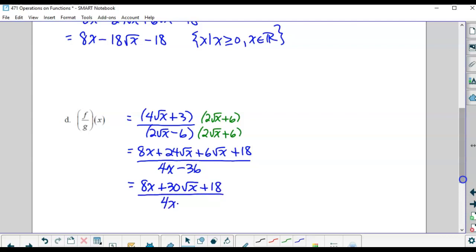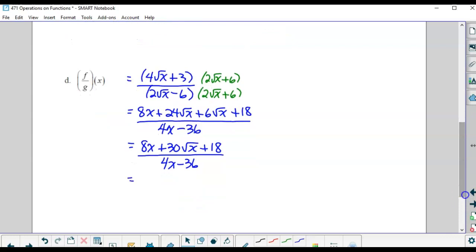And then, so factor. Really it's going to just be a constant. So I can divide everything by only 2. So this would be 4x plus 15 root x plus 9. This would be 2x minus 18. Again, you can factor out a 2 there, but that's it. Nothing's going to divide out.